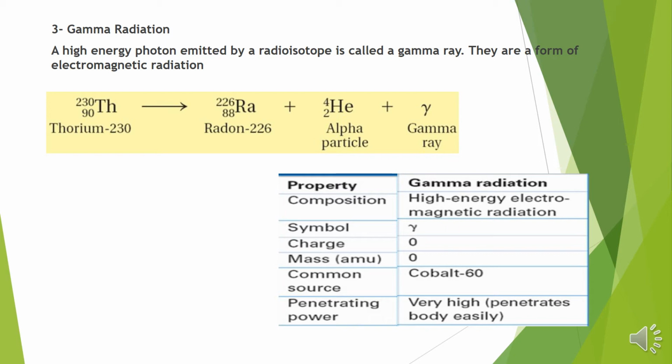So what is a gamma radiation? A high energy photon emitted by a radioisotope is called a gamma ray. They are a form of electromagnetic radiation. As an example of the gamma ray, we see here the nuclear reaction. You have thorium-230, which will give radon-226, and it will emit the alpha particle with the gamma particle, which is the gamma ray.